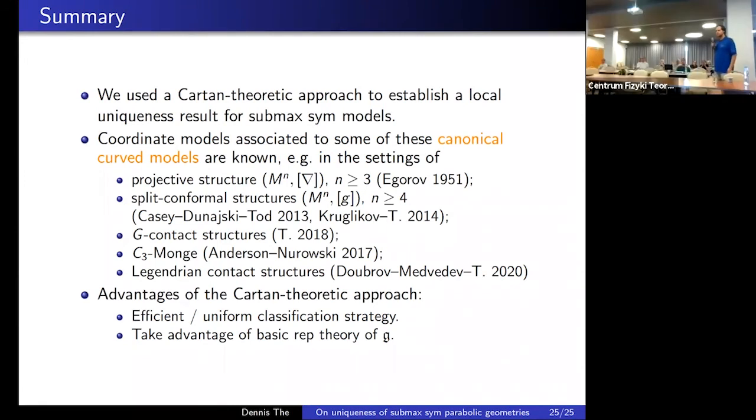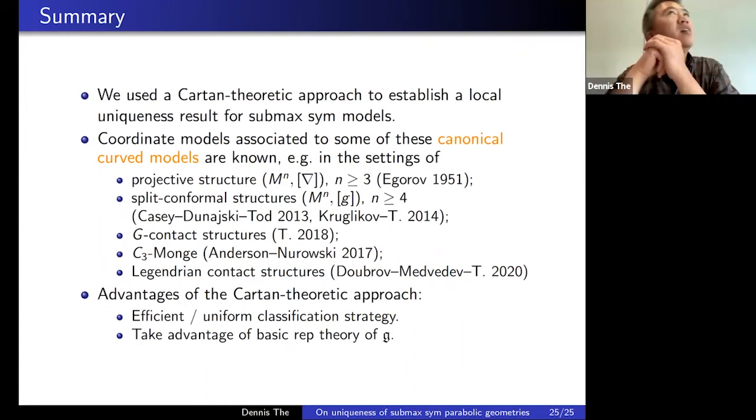So we have time for only a quick question. If you have a longer question, I would suggest to postpone that to the discussion afterwards. So, big question: are there examples where the submaximal symmetry algebra is semi-simple?